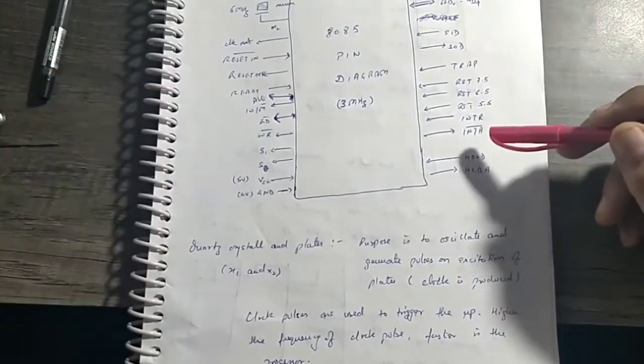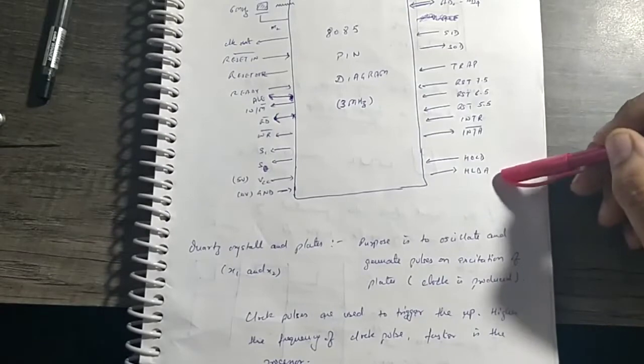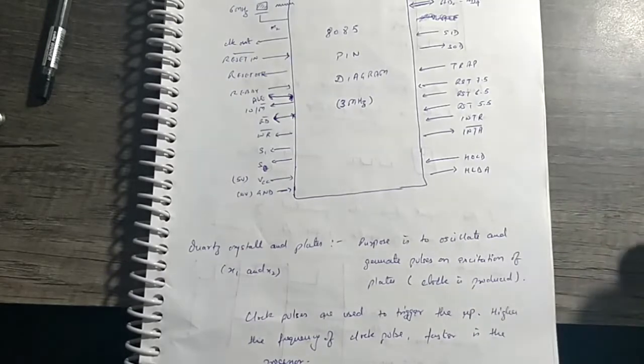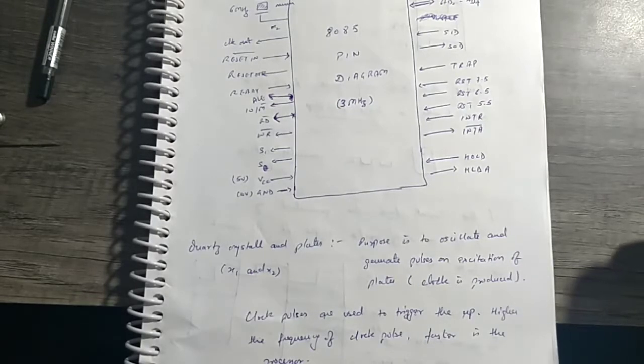Then we have HOLD and HLDA signals, which are hold and hold acknowledge. They are used for DMA. What is DMA? DMA is direct memory access. We'll be understanding about DMA in detail in a separate video or maybe in a collaboration video.